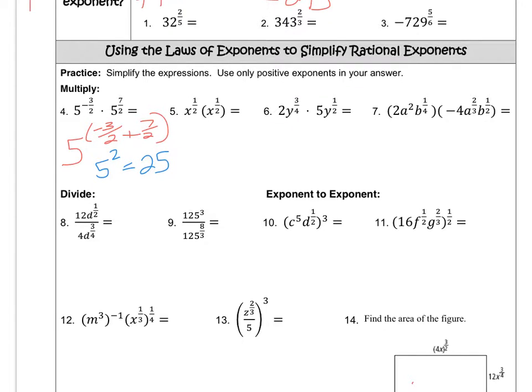Just as a reminder on number 6 and 7, before you pause your video, you've got coefficients on number 6, a 2 and a 5. You're going to have to deal with those coefficients by multiplying them. The base of y is the only thing that's got the exponents that you'll add. So you'll need to multiply your 2 times 5 on number 6 and your 2 times -4 on number 7. So pause your video, do all the work on it, and then check back for the answers.